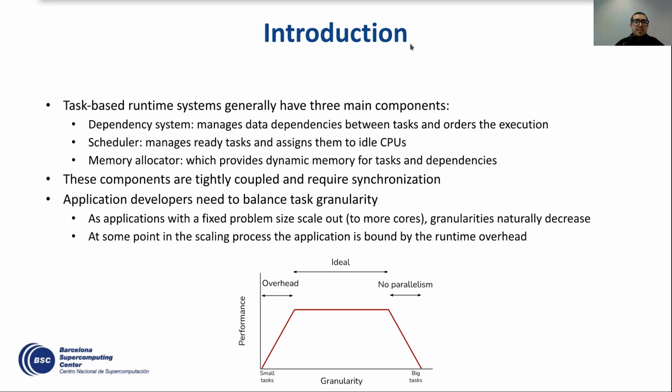The normal granularity versus performance behavior is shown on this plot at the bottom of the slide, which shows that we have an ideal region where granularity has a good balance between feeding all the cores, so there's enough work, and not being too small to be overhead bound. When tasks are too big, there are not enough tasks to feed all available cores, and we lose performance because we have less parallelism. On the other hand, when tasks are too small, they are overhead bound, and this is what we will study in this paper.